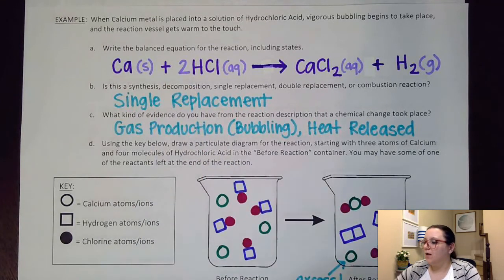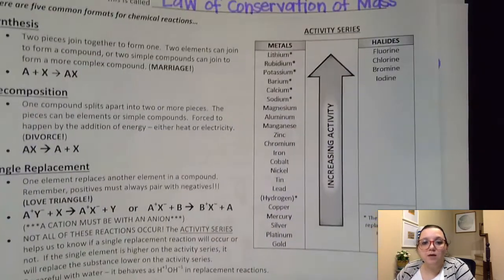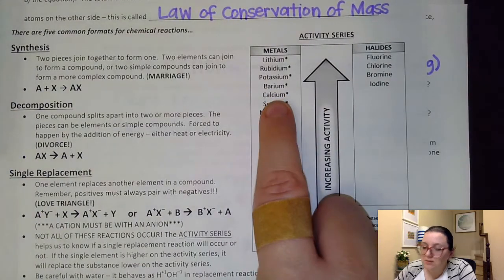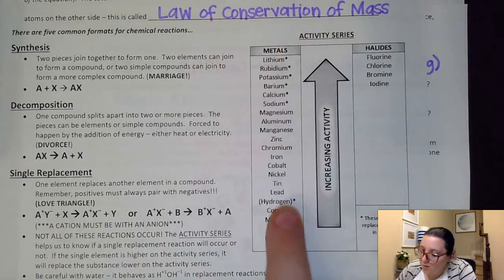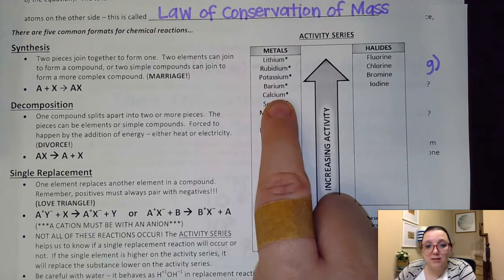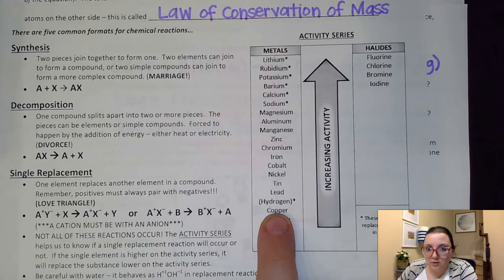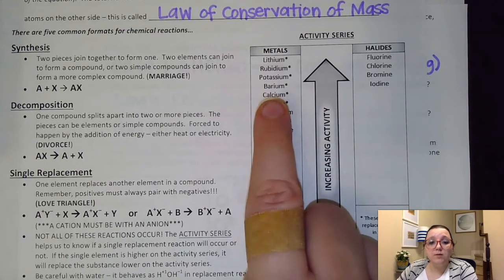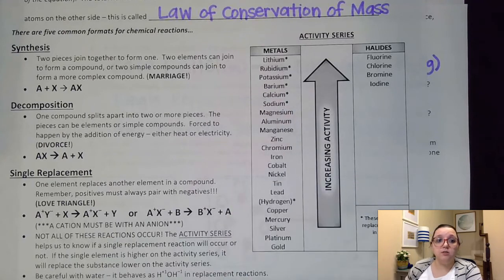By the way, if you're wondering, how did I know for sure that this reaction was going to happen? Well, it kind of gave me that key in the problem itself, but also I could have double-checked this on my activity series. If you notice on my activity series, calcium is way up here above the hydrogen. So what that means is if calcium was originally by itself and the compound was with hydrogen, I would want to replace that hydrogen with calcium.